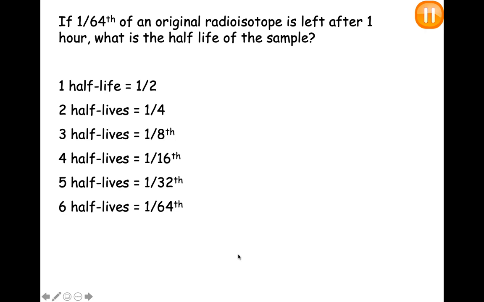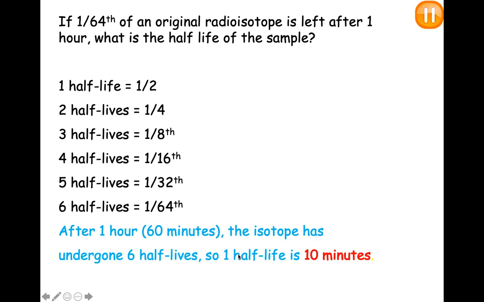Now the time taken to get down to 1/64th is 1 hour. So you've then got to work out what is the half-life of the sample. So it's undergone 6 half-lives in 60 minutes. After 1 hour, which is 60 minutes, the isotope has undergone 6 half-lives, so 1 half-life is 10 minutes. If 6 half-lives was 60 minutes, divide that by 6, that tells us that 1 half-life is 10 minutes.